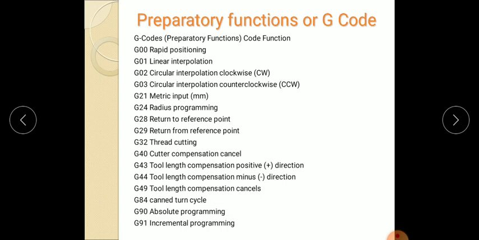So this is some of the standard codes which are normally used for the programming of the CNC machine. With the help of these codes we can program the machine, that is, we can get the output for the desired drawing.